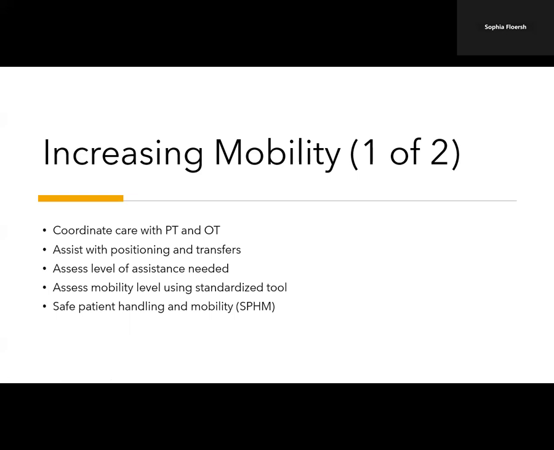Using standardized tools, that's where we used those tools that we talked about in chapter 4: are they a falls risk? Safe patient handling and mobility. Like I said, all of this comes back to what assistive devices they are using and how I can promote activity without putting my patient in danger.